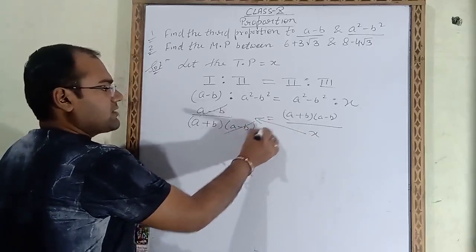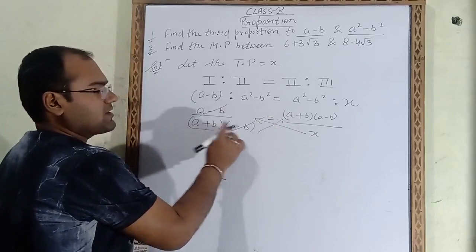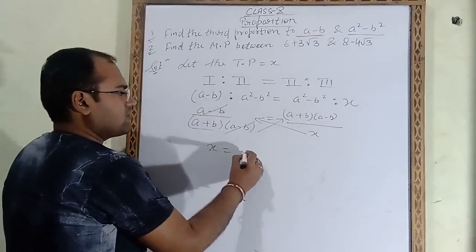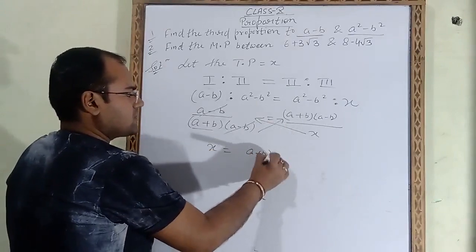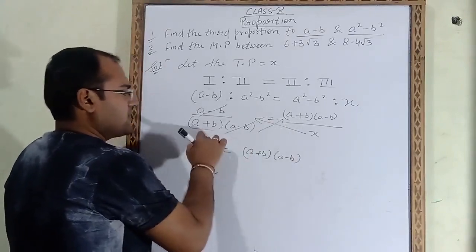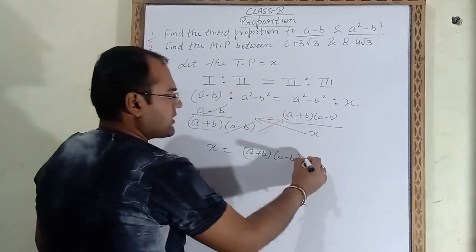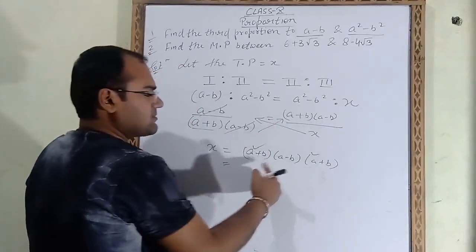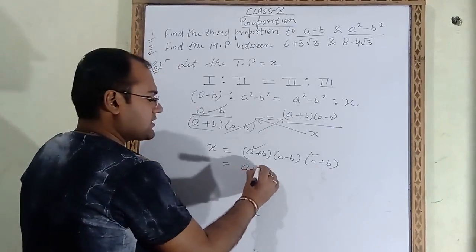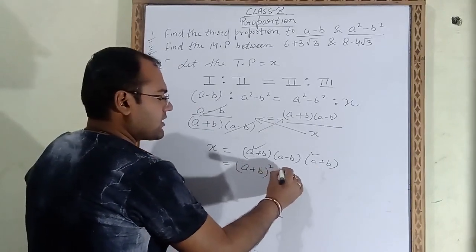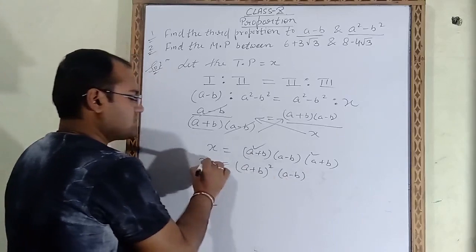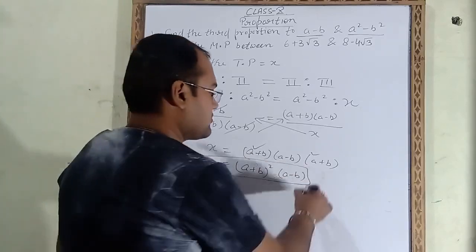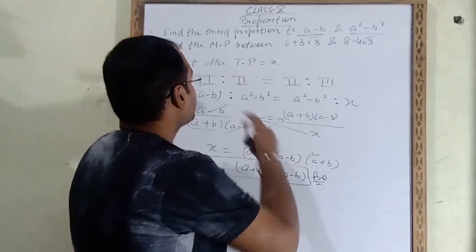X we will bring here, and this a plus b term also we will bring that side. So x will come here, x is equal to a plus b, a minus b, and this a plus b will also go in the numerator here, so here it will be a plus b. Now double a plus b are coming here, so we will take a plus b whole square into a minus b. This is the answer of x, and x means third proportion. So like this you have to do this part.